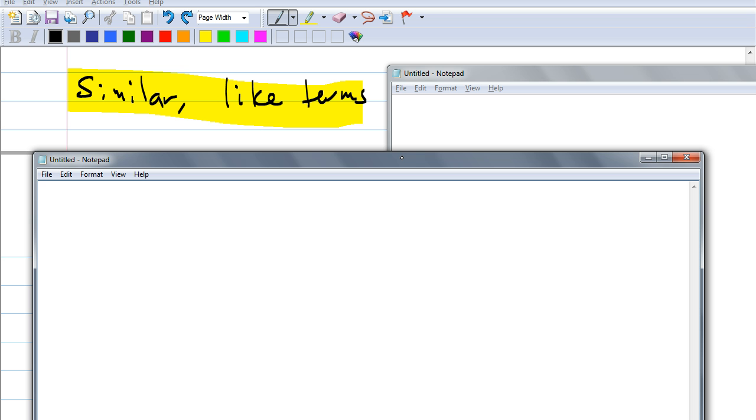William. Terms with the same exponent. Terms with the same exponent. What if I give you x squared and y squared? I'm just kind of playing devil's advocate here. But do you see? You have to be careful if you're going to define what like terms are.